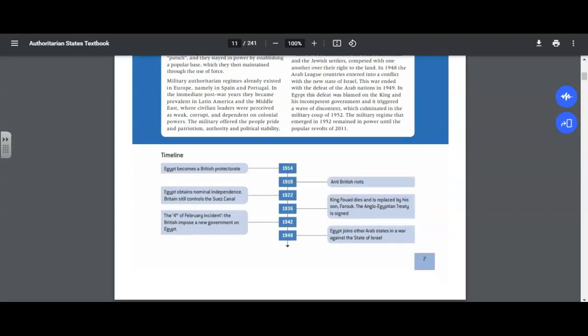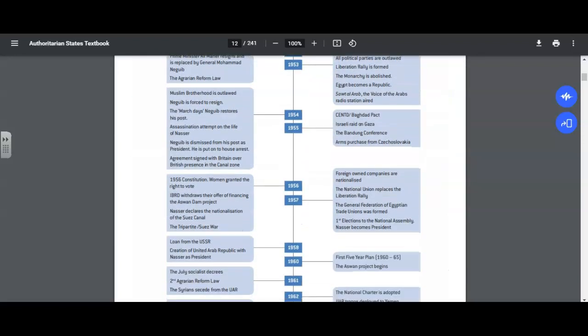The second thing you definitely want to look at is the timeline, okay? This is a timeline over their entire rule. For example, right here we're seeing Egypt is going to become a British protectorate, because that's crucial when it comes to understanding Nasser and what Nasser is arguing for. So it's important to understand the timeline and the major events going on. You do not need to memorize this, but it's good to understand kind of what's happening.